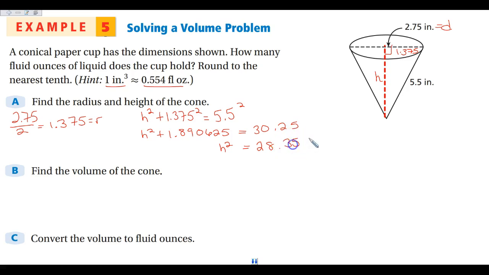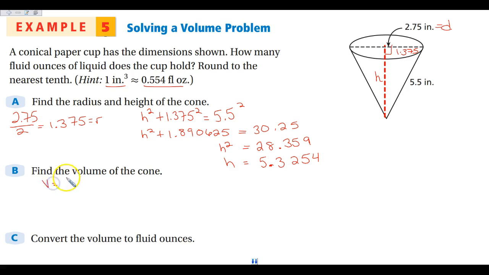We're going to kind of round off a little bit here, but again, I'm leaving the full number in my calculator. I'm not taking it out, but just to write it down, I'm going to shorten it a little bit. And my height is 5.3254. Again, we're rounding that off just a little bit as we write it. But again, I'm going to leave that number in my calculator.